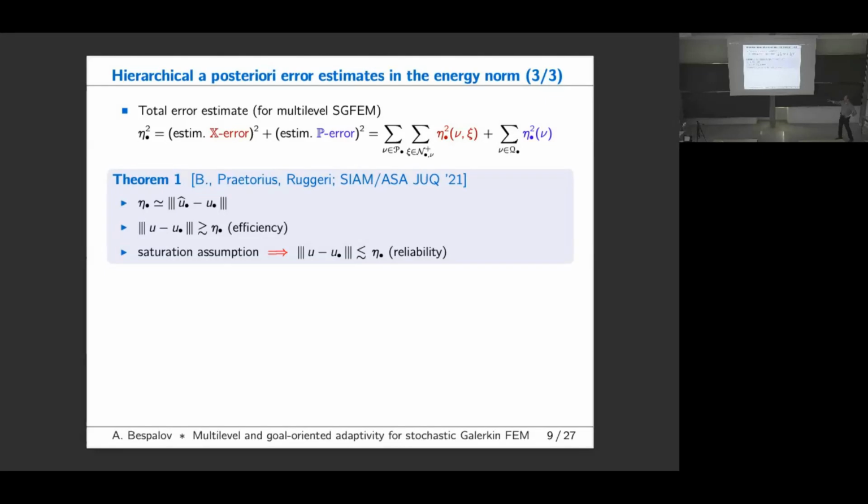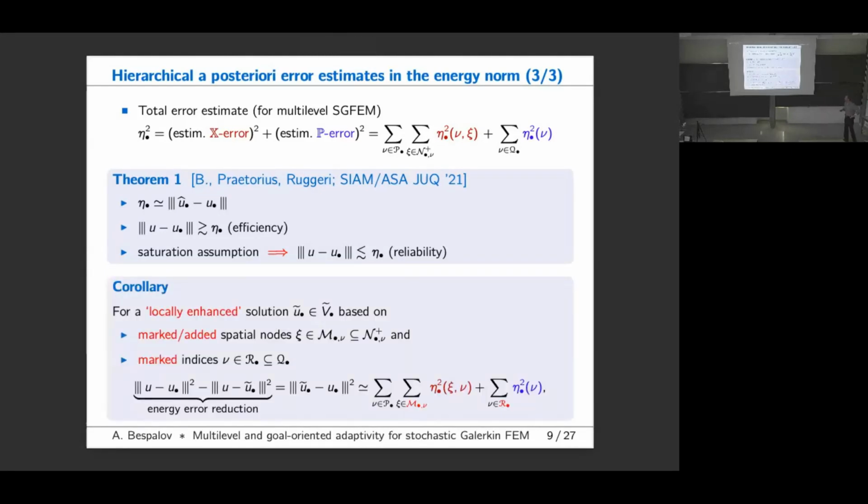This implies immediately, by the triangle inequality, efficiency of the estimator. That means the lower bound for the true error. And under the saturation assumption, it implies reliability. The saturation assumption basically guarantees that the enhanced approximation reduces the error by some ratio which is less than 1. But the key point is that the first statement comes without assumption, and this will be relevant for the convergence analysis.